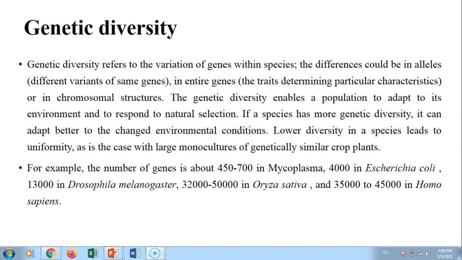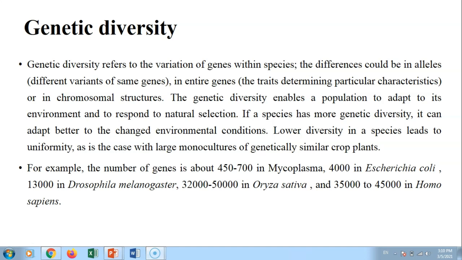If a species has more genetic diversity, it can adapt better to changed environmental conditions. Lower diversity in a species leads to uniformity, as is the case with large monocultures of genetically similar crop plants. Here, diversity is important for survival. It may be possible that the diversity is caused by different environmental conditions or different biogeographical conditions.